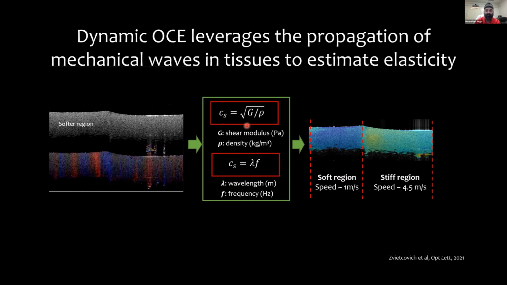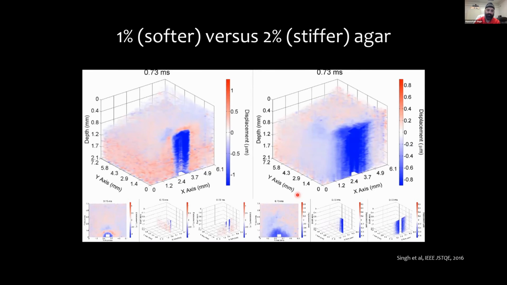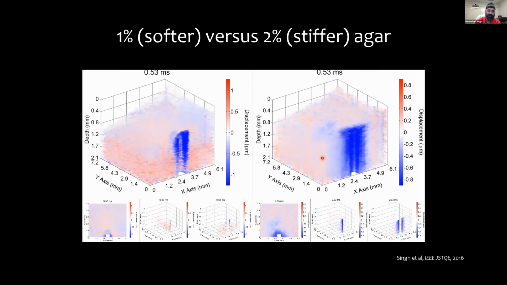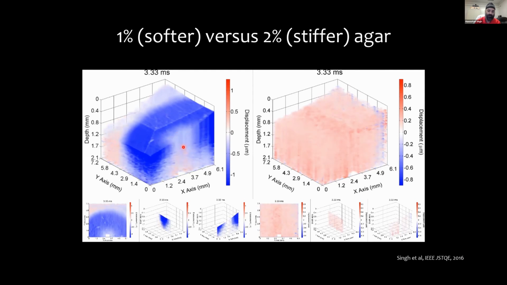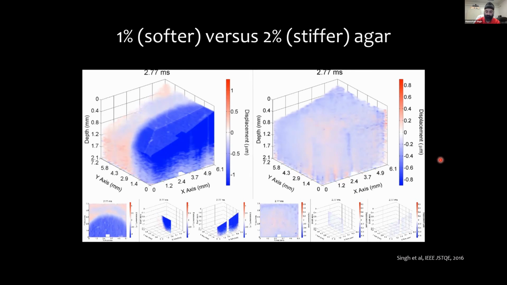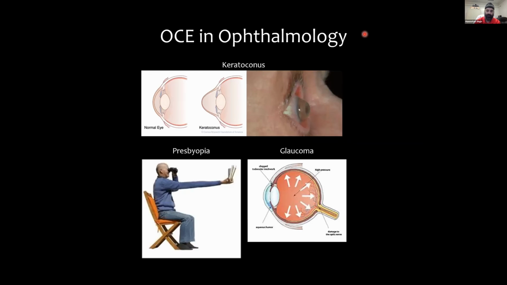What's important to note here is that the wave speed to modulus conversion is actually a square law. So even though these are about 3.5 times faster, the stiff region is actually 12 times stiffer than the soft region. You can see that even more easily here in 3D, where we have one soft phantom on the left and a stiff phantom on the right. You can see this wave propagates much slower in the soft phantom, and much faster in the stiff phantom. And so what are these applications in ophthalmology?